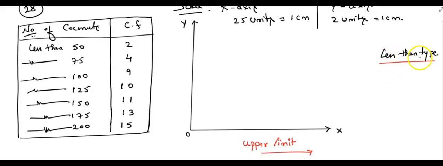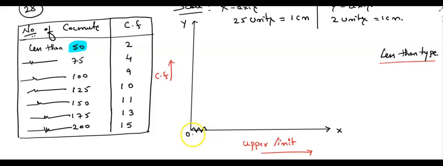If they are asking you less than, then you have to use the upper limit. And this y-axis is nothing but our cumulative frequency. Upper limit, cumulative frequency. As you can see, the first number starts from 50. It is not starting from 0. So what we have to do? We have to draw a zigzag line like this.